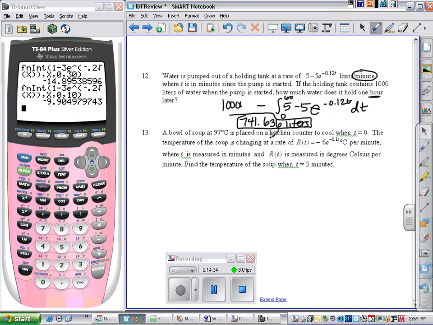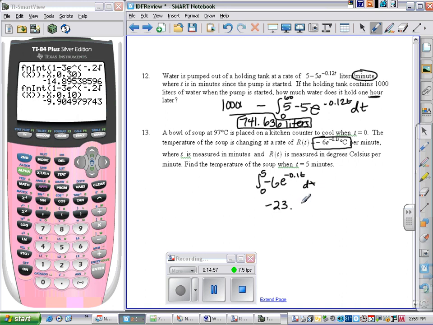Alright, soup is being cooled at this rate. So again, we know the temperature at time 5, so we do negative 6e to the 0.1t dt from 0 to 5. And when we do that, we get negative 23.608.